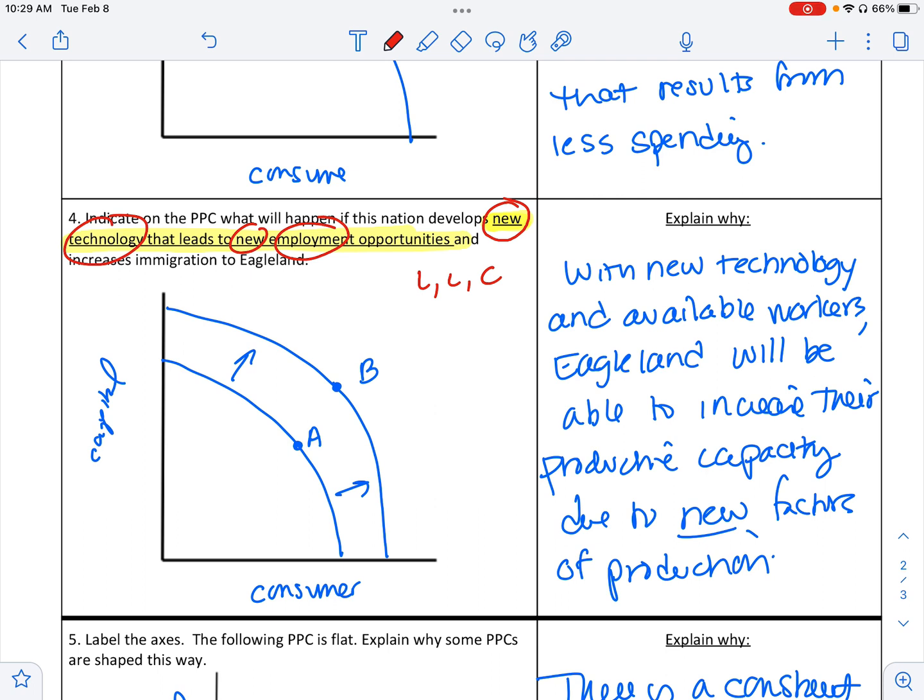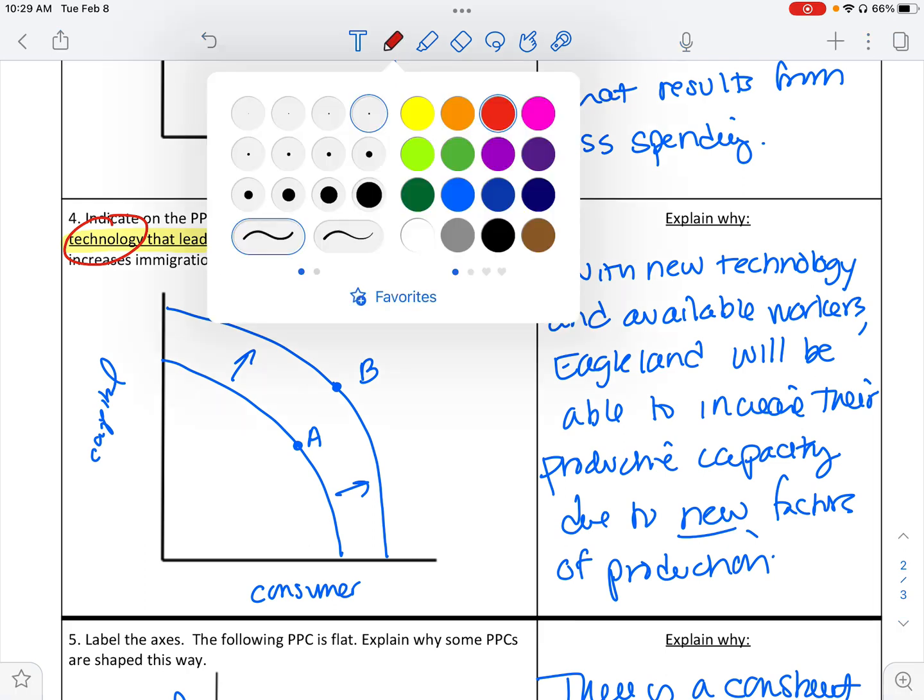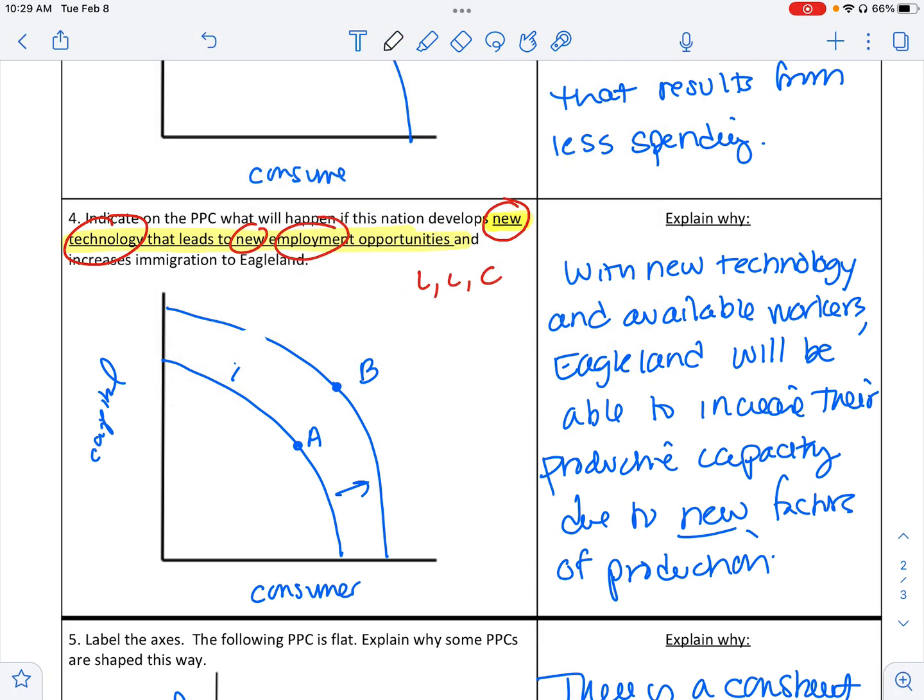Like all of those things led to a greater production capacity in the United States. And that's when you would see the whole PPC shifting to the right. So one of the things I wanted to do with number four is to just demonstrate to you something that is also possible and is similar to this concept, but not the same thing. So I'm going to use this same PPC just to illustrate this.